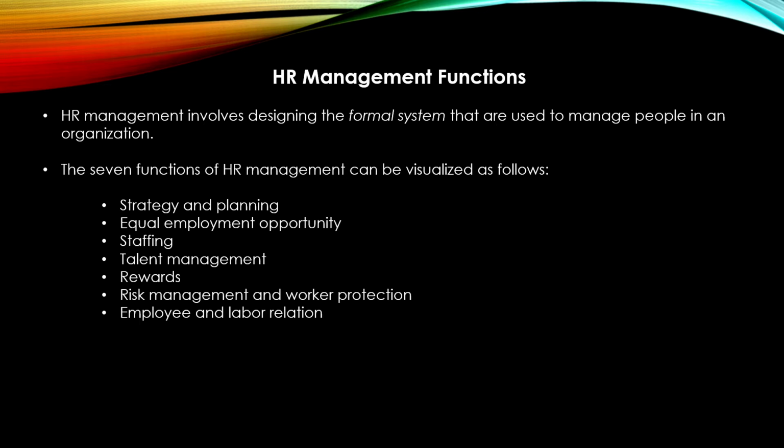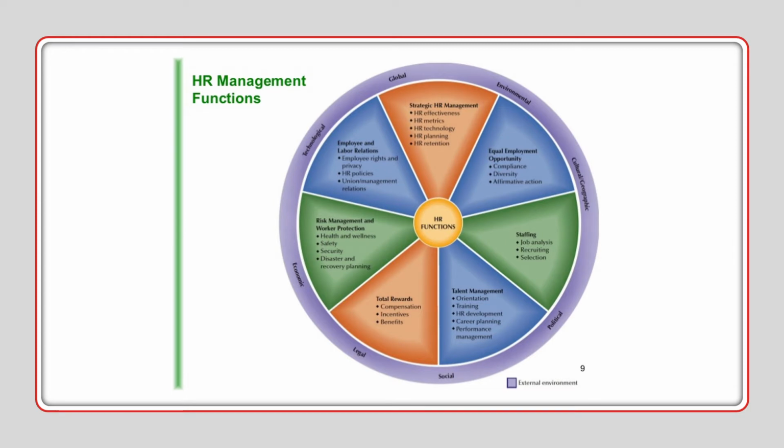Number one, strategy and planning. Number two, equal employment opportunity. Then staffing, talent management, rewards, risk management, and worker protection. And finally, the employee and labor relations. So, HR functions can be global, environmental, cultural or geographical, political, social, legal, economic, and technological. So these are all the functions of HR.